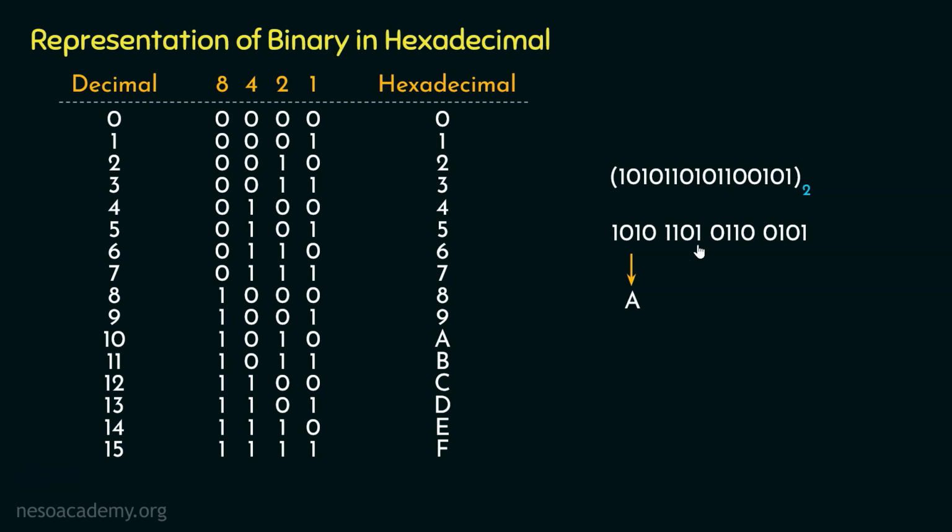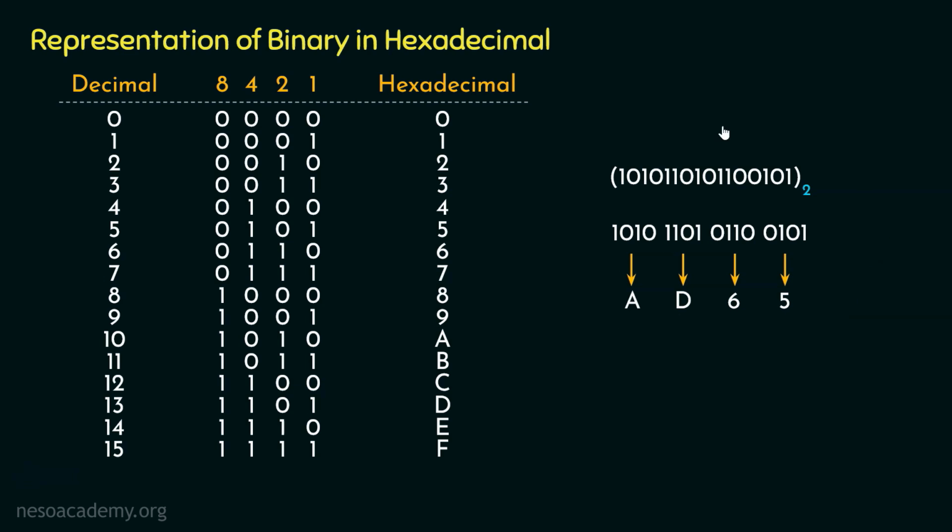Now coming to 1101, which happens to be D in hexadecimal, we can represent this particular bit stream or nibble as D. Then again 0110 happens to be 6 in decimal, which is also 6 in hexadecimal. So for this, we can use the symbol 6 instead. Finally, for 0101, we can use the symbol 5, which is also 5 in decimal. So the 16-bit binary bit stream can now be represented as A, D, 6 and 5 using hexadecimal symbols.